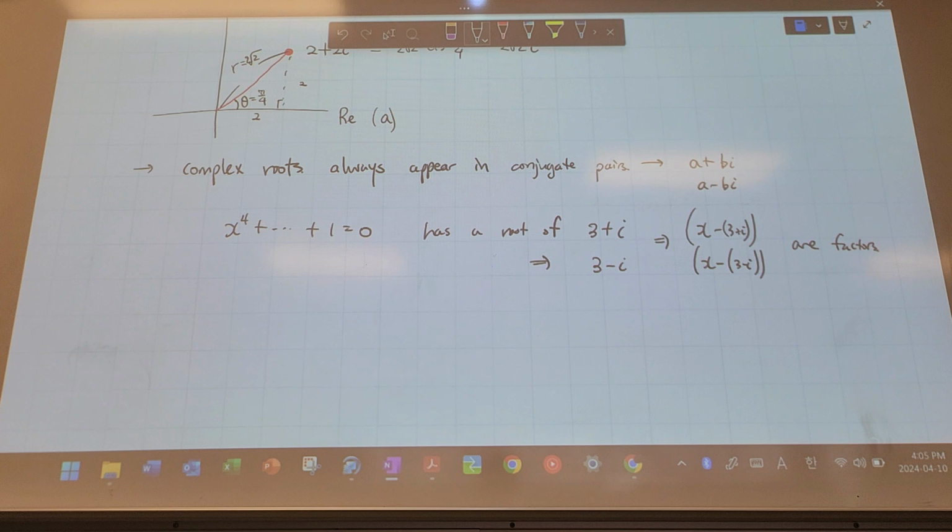How do you find the complex roots from a polynomial equation? Use the quadratic formula, negative b plus minus the square root of b squared minus 4ac. If your discriminant is negative, then you can just take i out. That's possible when you have a quadratic equation.